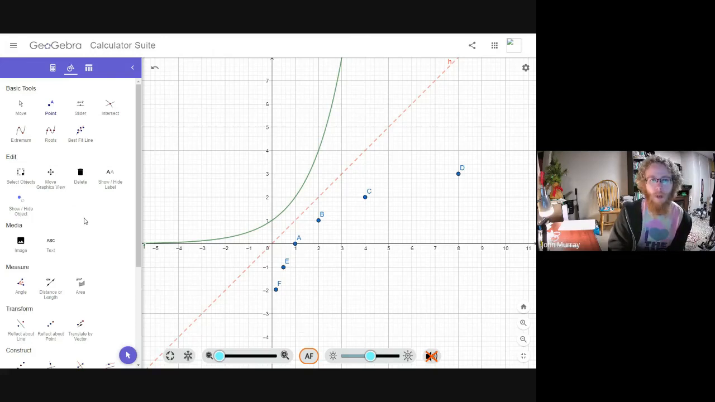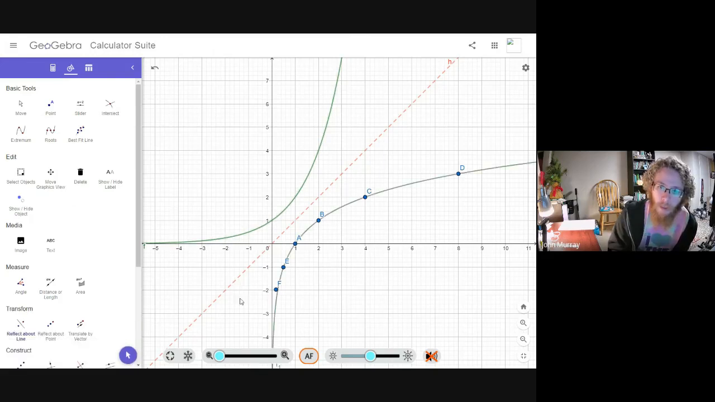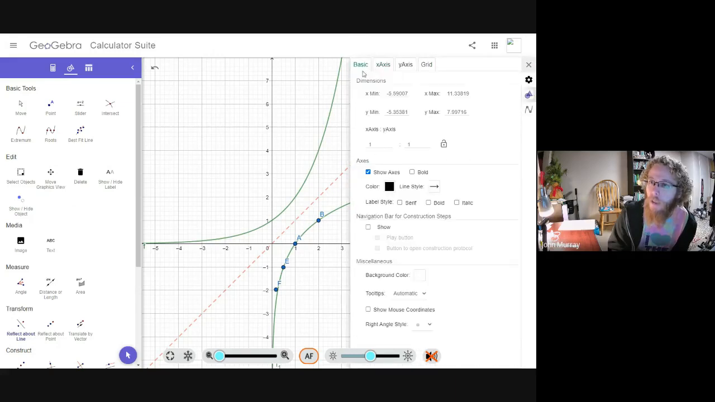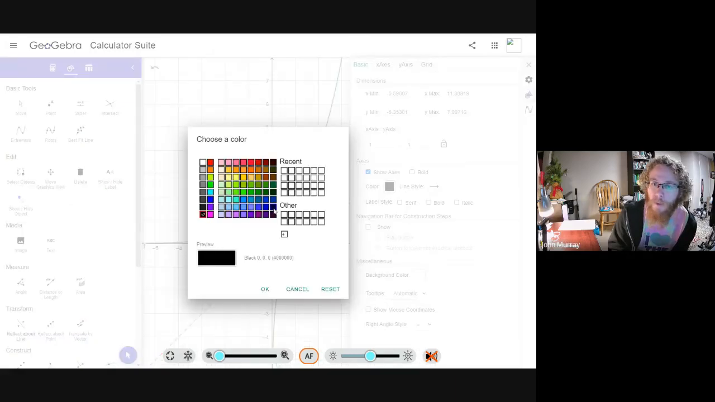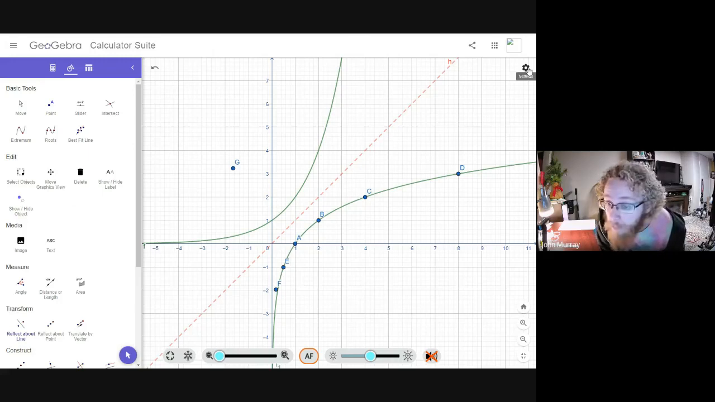Right. So let's see if that matches up. Here I have a nice tool. I can actually click this and then here, and look at there. There is our reflection line. I'm going to make that a different color. Let's make that blue. I don't think that changed anything. Oh, I did the wrong thing.